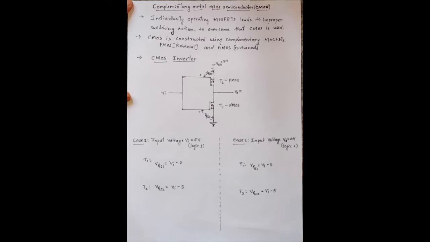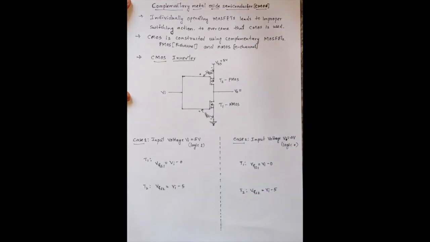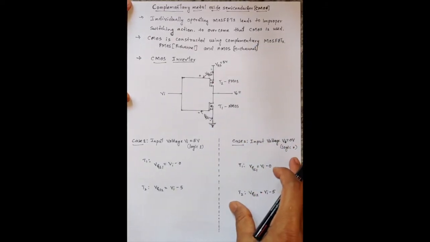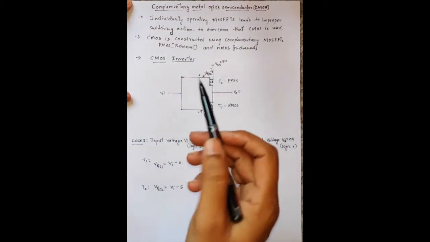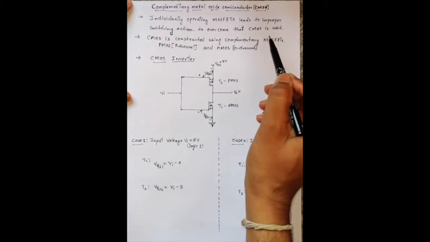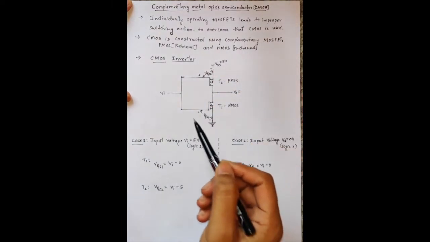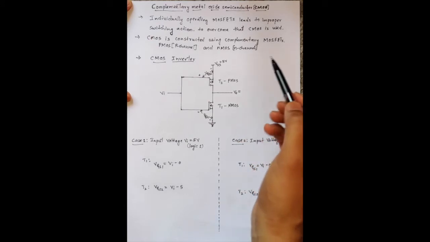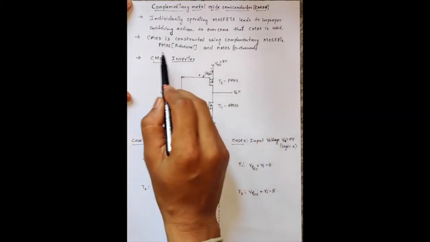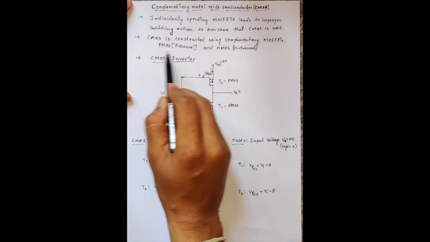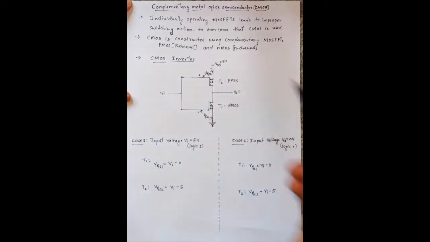Hello everyone. In this video lecture we will see complementary metal oxide semiconductor. In short we'll call this CMOS here. So when we use the MOSFETs individually for switching applications, it gives improper switching action. In order to overcome that, the CMOS circuits are used. The CMOS circuits are constructed using two complementary MOSFETs, P channel and N channel MOSFET. We'll call the P channel MOSFETs PMOS and the N channel MOSFETs NMOS.